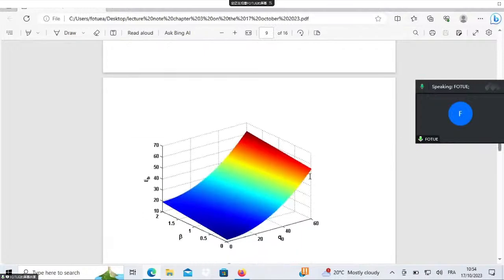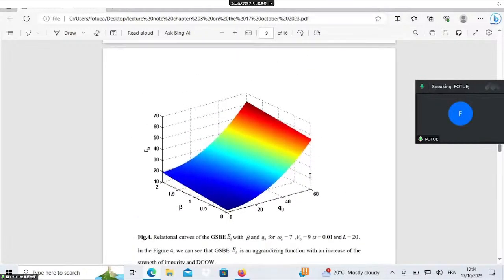Let us also see the behavior of the binding energy, as a function of the impurity parameter and as a function of the cutoff wave number Q0. We see that the impurity, represented here by the strength of impurity beta, increases the binding energy. This is caused by the fact that as the impurity exists in the structure, more phonons exist in the system.